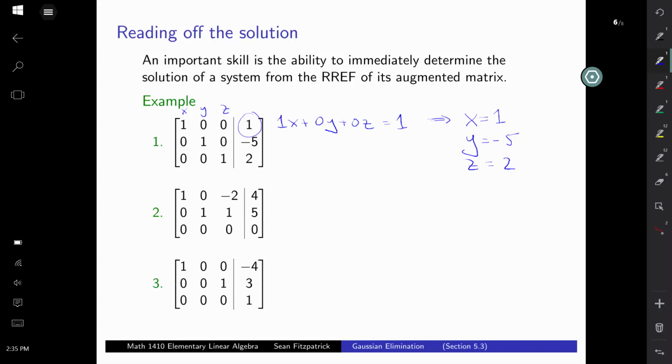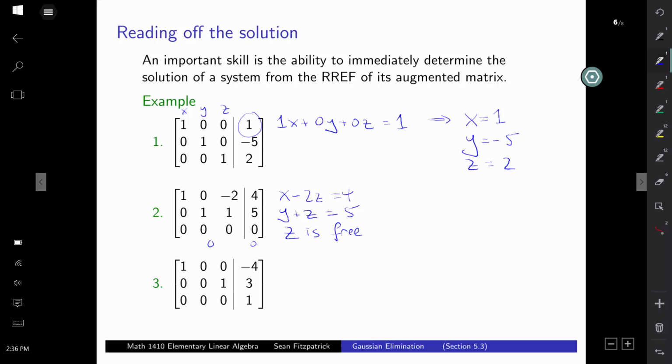What about the next one? So in the next example, the first row says x minus 2z equals 4. The next row says y plus z equals 5. The third row just says 0 equals 0. It tells me nothing, right? Really, this just says this is 0, this is 0, 0 equals 0. Yes, that's true. So the third row contributes nothing. And so I haven't said anything about what z is. And so what we do here is we just say z is free.